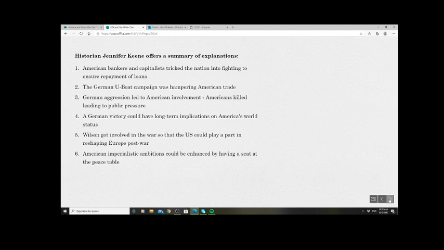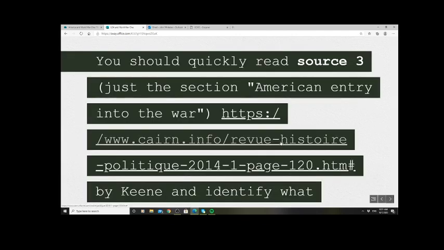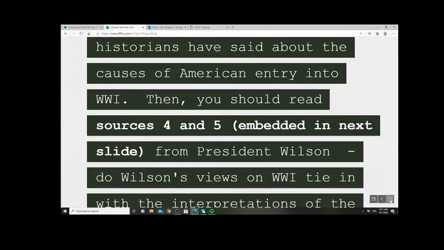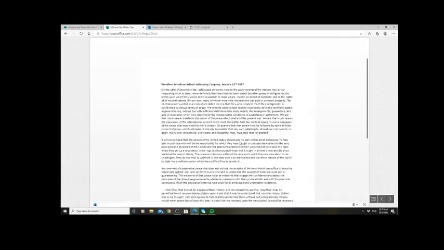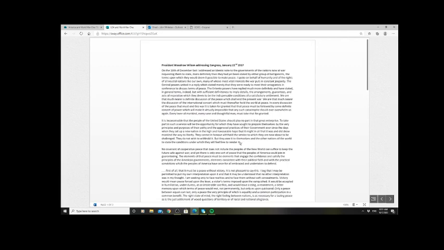When you take all of these factors, I guess you need evidence to support them, and maybe you would find some of this evidence from some of the things that Keane says in her article, which you can click on, but also in sources 4 and 5, which are embedded in the next slide. You have speeches made by Wilson himself, which you can find in here, they're also on My City. Does Wilson state in these speeches the reasons as to why America gets involved? Right, he is mainly talking about democracy and making the world safe.